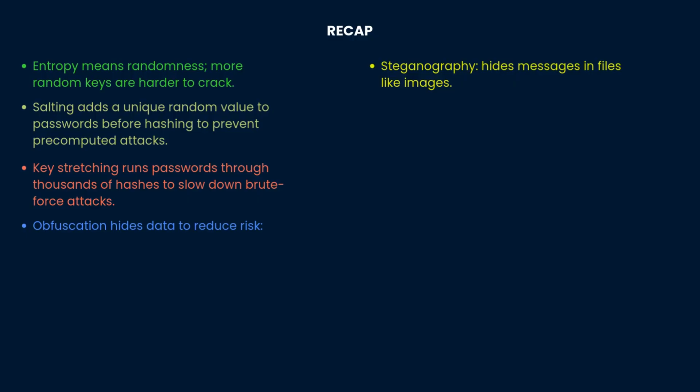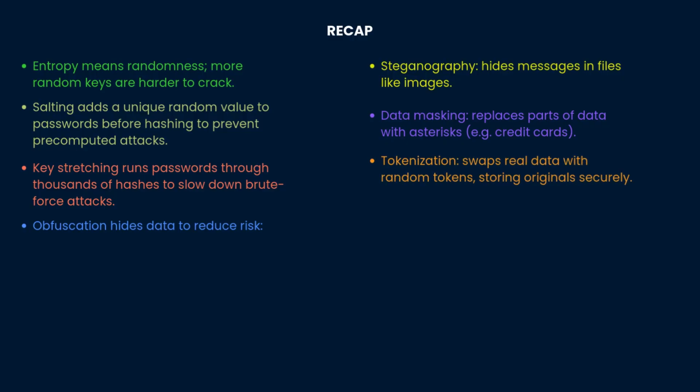And data masking to replace parts of data with asterisks like credit card data. And we learned about tokenization, how it swaps real data with random tokens, storing the original securely. And lastly, we learned about de-identification, how it removes personal details from data for safe sharing.